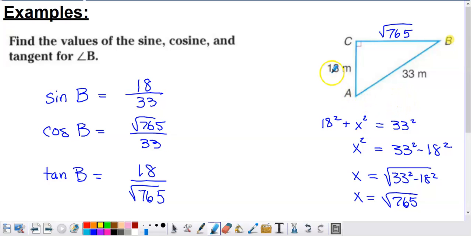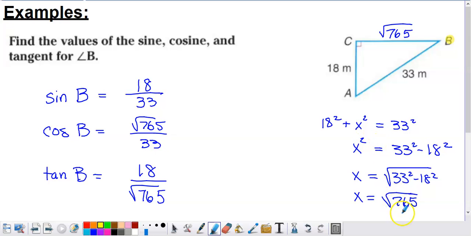So if you do the old a squared plus b squared equals c squared, now I used x rather than b squared. So I did 18 squared, right leg squared, plus the other leg squared, the leg that we don't know squared. That's got to equal the hypotenuse squared. I want to solve that for x. So I'm going to subtract 18 squared from 33 squared. I'm then going to undo the exponent of 2, the squaring of the x, by taking a square root.